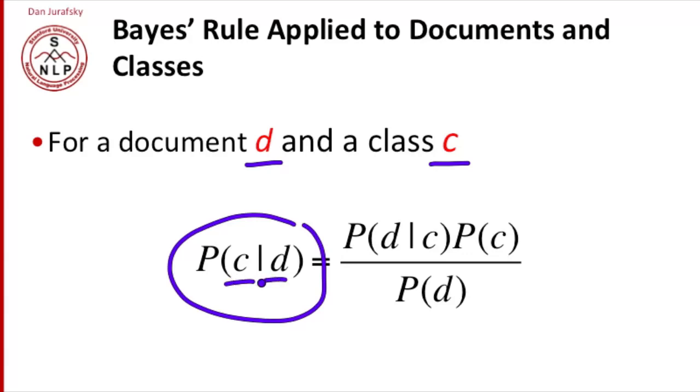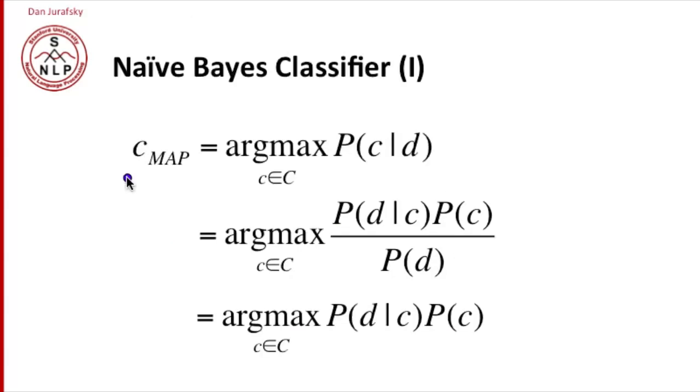By Bayes' rule, this is equal to the probability of the document given the class times the probability of the class, over the probability of the document. So let's see how to use that in the classifier. The best class, the maximum a posteriori class, the class that we're looking for to assign this document to, is out of all classes, the one that maximizes the probability of that class given the document. So we're looking for the class whose probability given the document is greatest.